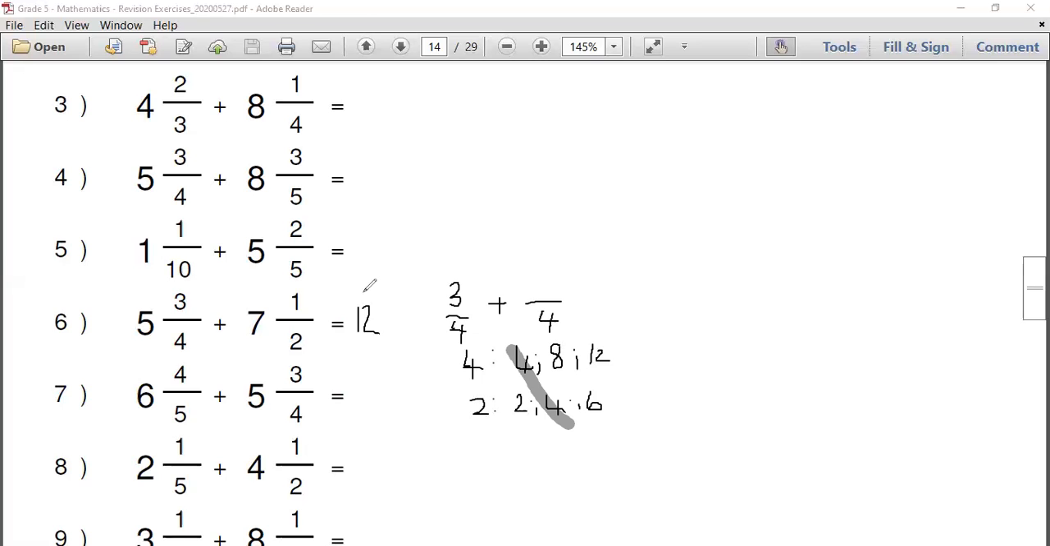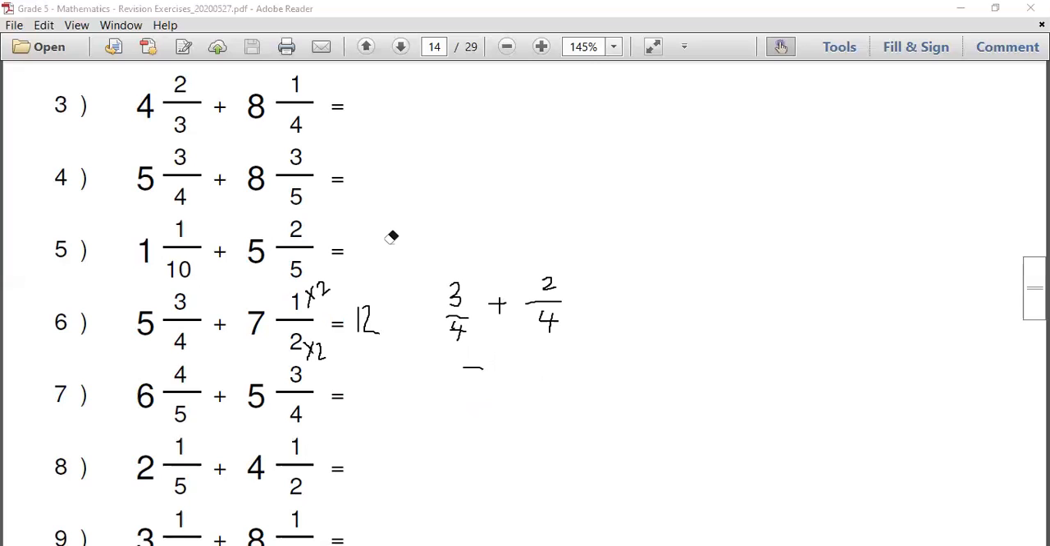Now what did I need to multiply 2 with to give me 4? It's 2. So I said 2 times 2. And whatever I do at the bottom, I need to also do at the top. And now what's 1 times 2? 2. Am I allowed to add my 2 fractions now? Yes.